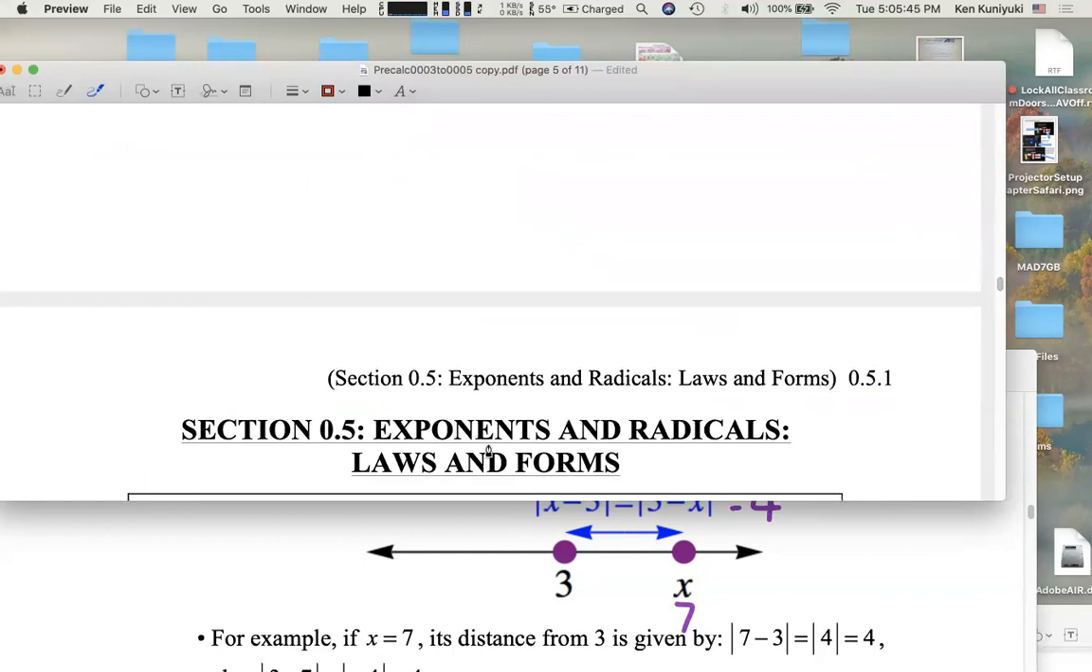Next up, you should know these rules of exponents and radicals. They're very closely related. Next time.